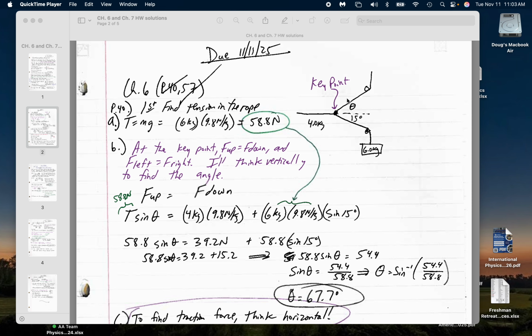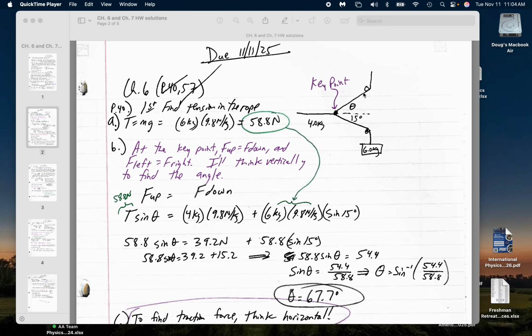In other words, the first thing is the tension in the rope. If it's not accelerating, the tension is going to be the same everywhere. So it's just M times G, that's 58.8 newtons. So 58.8 newtons here, 58.8 newtons here, 58.8 newtons here.